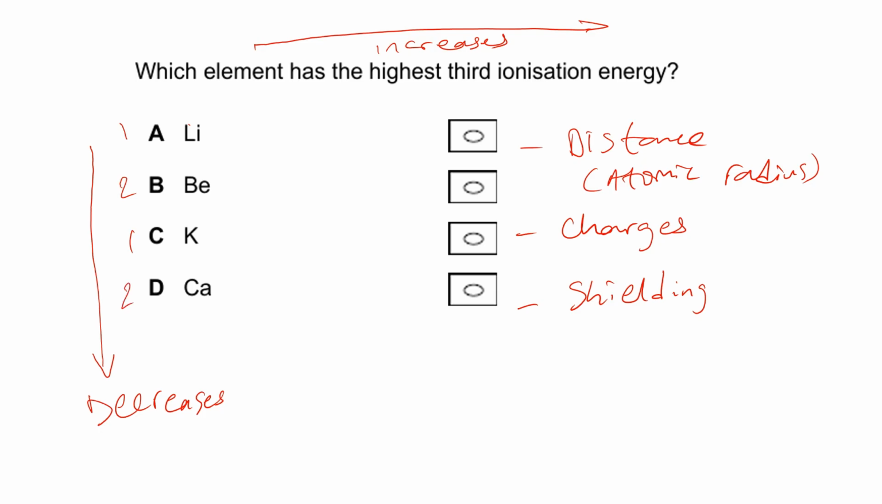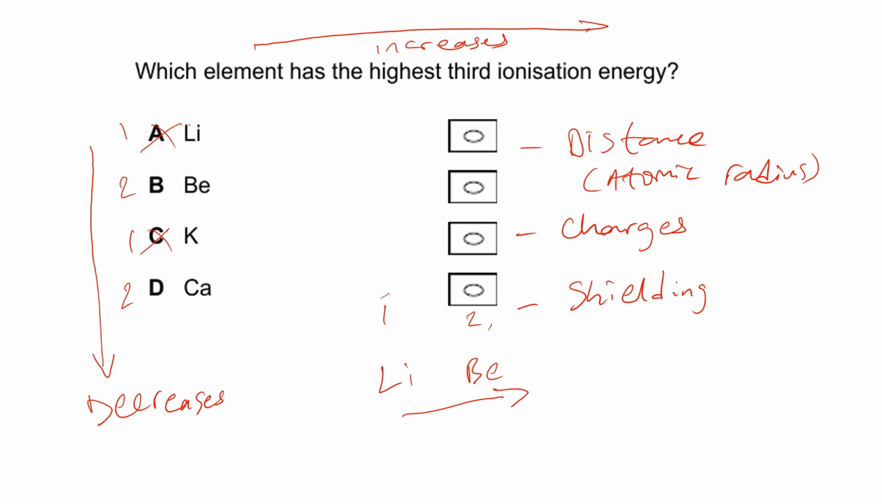Now across the period means that if we have lithium and beryllium, this is in group 1, this is in group 2. So beryllium will have higher ionization energy than lithium. Basically group 2 will have higher ionization energy than group 1. So all the group 1s here are eliminated, lithium and potassium. Now you are left with beryllium and calcium.